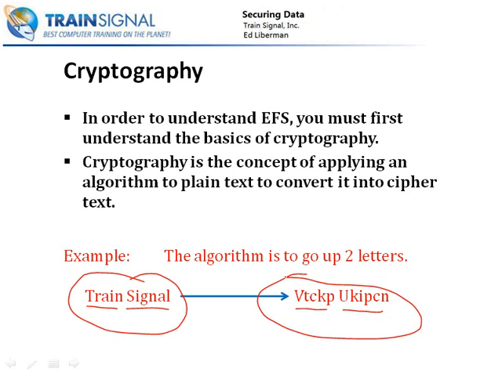And again, just like the kids do in school, when you send this secret message over to your friend, they have to know what the algorithm is so that they can reverse it. And in this case, it would be to go down 2 letters to take this and turn it back into readable words.